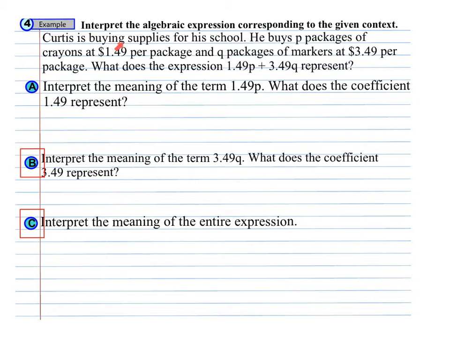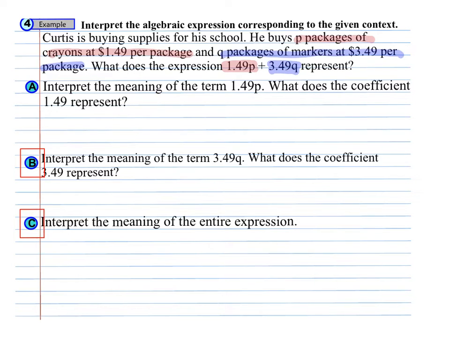This one says Curtis is buying supplies for his school. He buys p packages of crayons at $1.49 per package, and he buys q packages of markers at $3.49 per package. What does the expression 1.49p plus 3.49q represent?